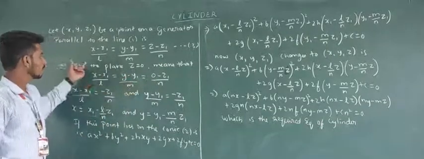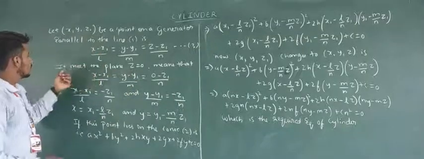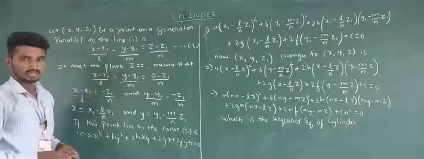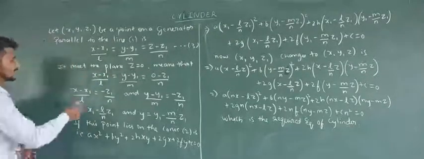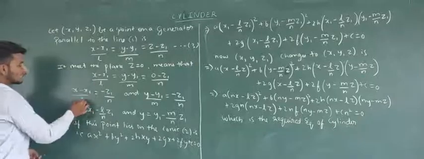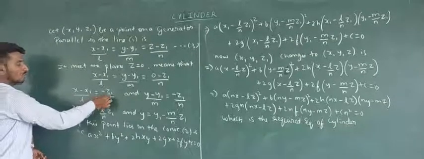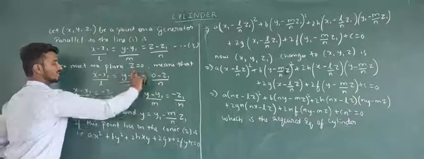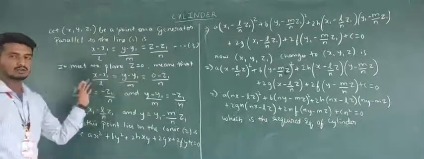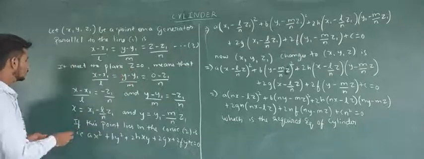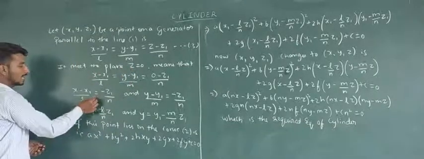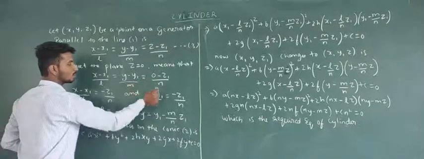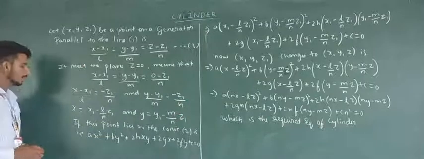This is because if the generator, the parallel line, meets the plane, that is z equal to 0. So next we have (x minus x1) divided by l equal to (minus z1) divided by n. So we will compare these two equations to find the values of x and y. So that will be (x minus x1) divided by l equal to (minus z1) divided by n, and (y minus y1) divided by m equal to (minus z1) divided by n.